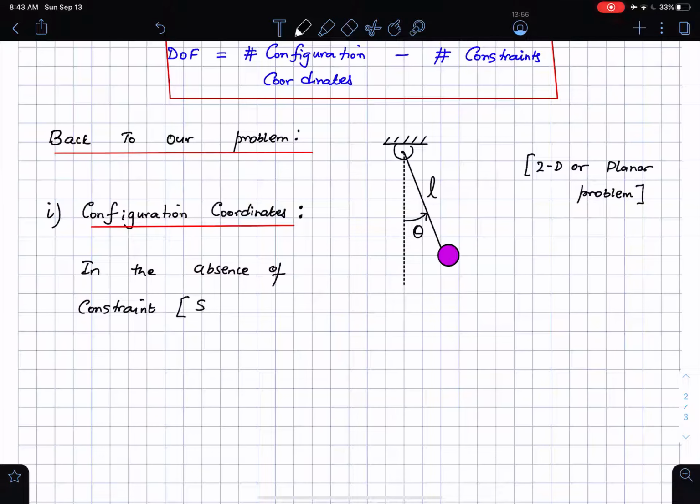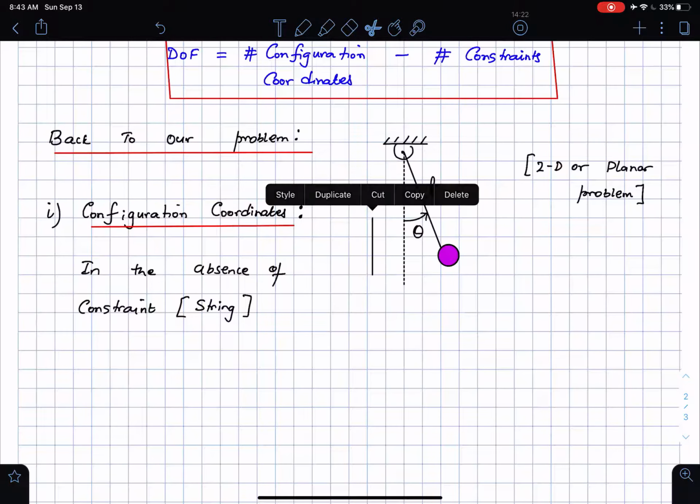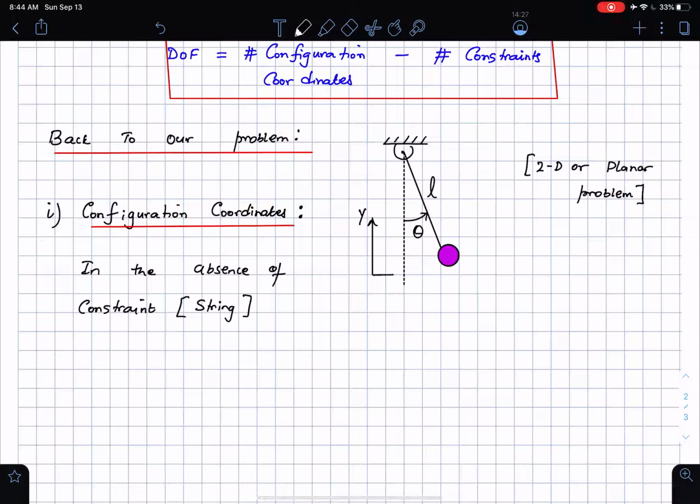which means that the string, you see the string is the constraint, right? The string is essentially telling this particle or this pendulum, hey, don't move this way, you've got to move only in a certain way. You cannot snap off and come off of me. So the string is the constraint. In the absence of a constraint, if I set up an XY coordinate frame right here, with this as my Y coordinate and here is my x-axis.